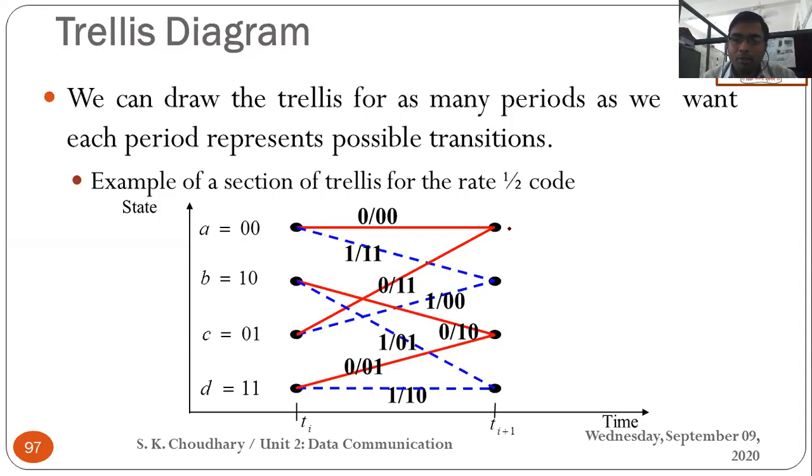From A, we can move to 2 next states. Either you remain in the same state for input 0, or you shift to state B when you get input 1. Along the branch, we have mentioned the corresponding code word or output bits that would be generated. In this way we have to mention all the present states A, B, C, D, as well as the next states, also A, B, C, D.